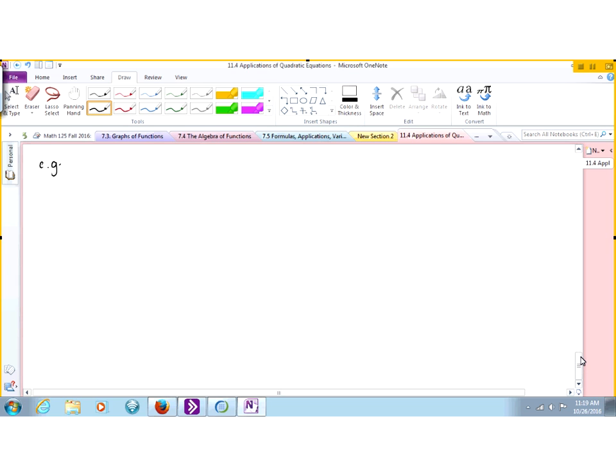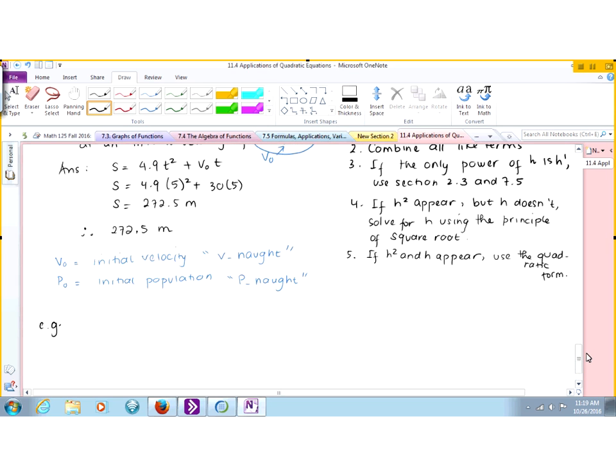Okay, so for example, solve for the indicated variable. Number 1, W is equal to square root of 1 over LC, and we want to solve for L.